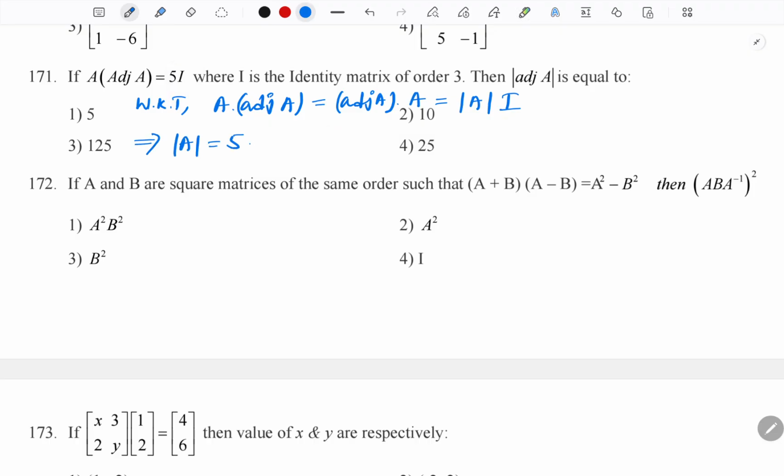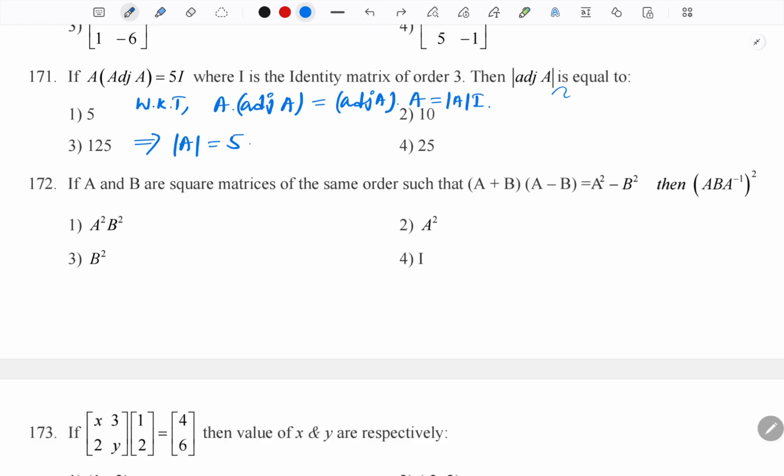Now they are asking for the determinant of adjoint A, right? Okay, I am writing this one small. Say determinant A into I. Now the determinant of A.